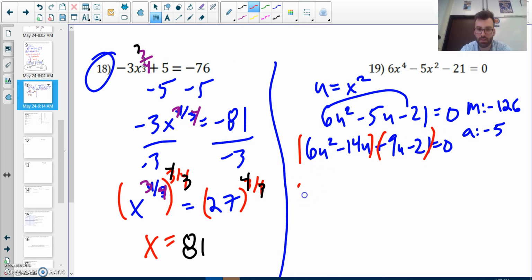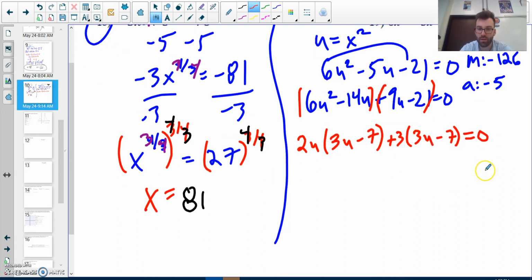Here I can take out a 2u to get 3u minus 7. And here I could take out a 3u to get 3u minus 7 again, equals 0. Alright, so I have 2u plus 3 equals 0. So u... Oh, I just skipped a step, didn't I? That's on me. Okay. 2u plus 3. And we're back.